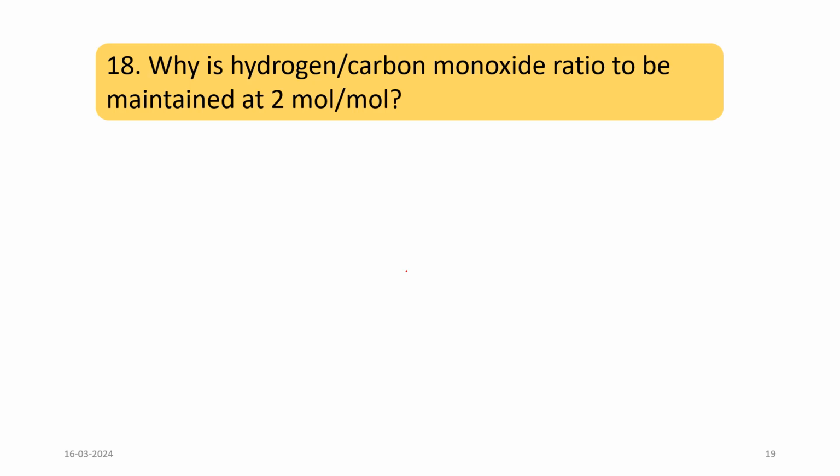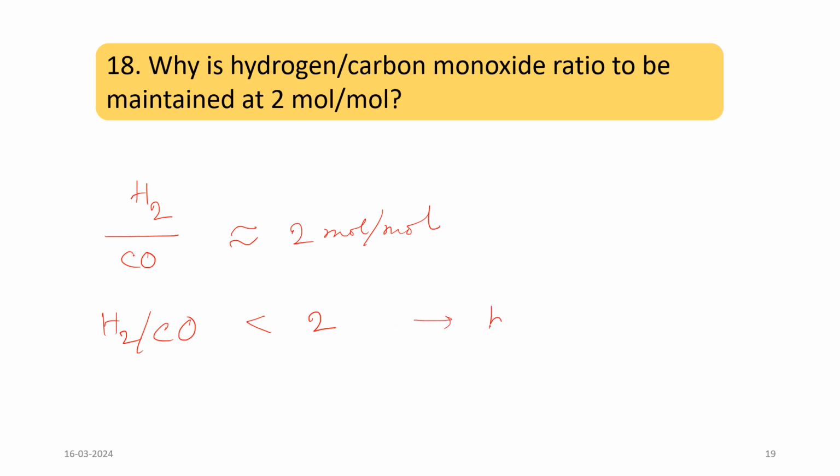Why is the hydrogen to carbon monoxide ratio to be maintained at 2 mole per mole? So, for methanol production, this syngas, that means the H2 by CO ratio, is maintained at approximately 2 mole per mole. Okay. So, if we don't maintain this, what will happen? If the H2 by CO ratio is very much less than 2, byproduct generation will be higher. That means higher alcohols will be formed.